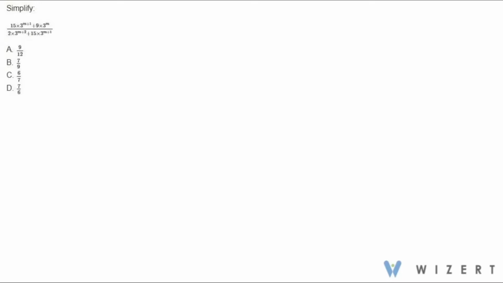We have this question here, simplify. We have to simplify this expression. So 15 multiplied by 3 to the power m plus 1 plus 9 into 3 to the power m, divided by 2 into 3 to the power m plus 2 plus 15 into 3 to the power m plus 1.